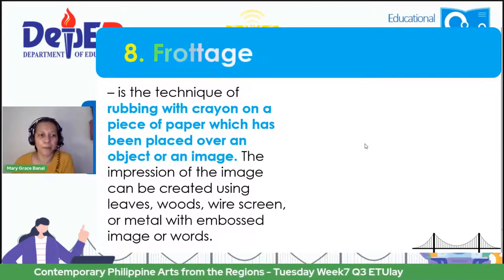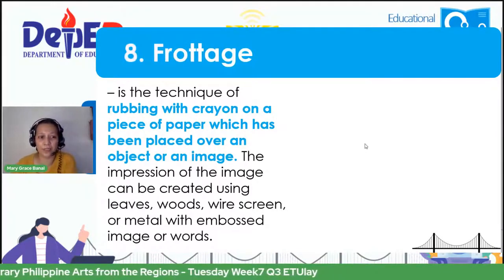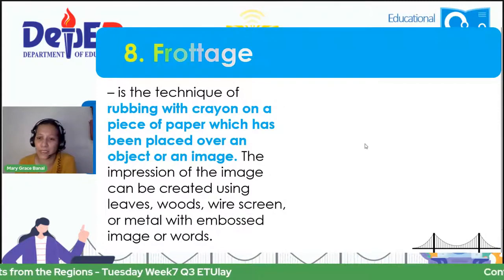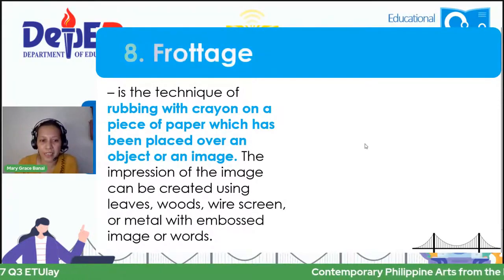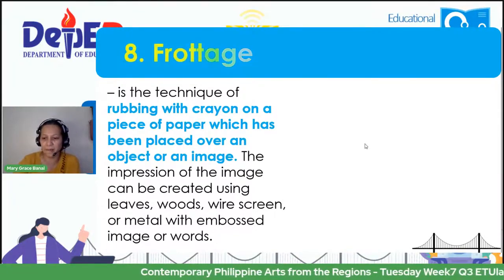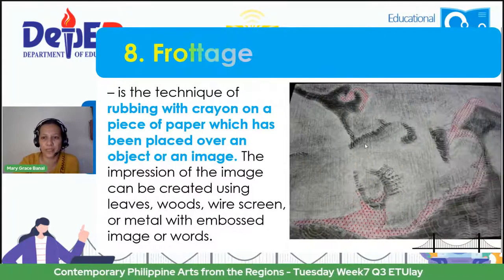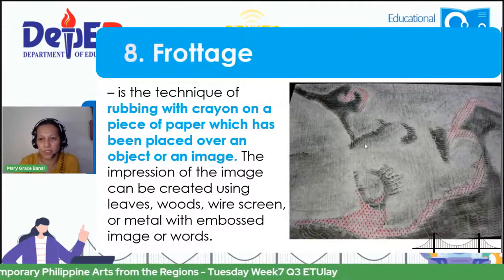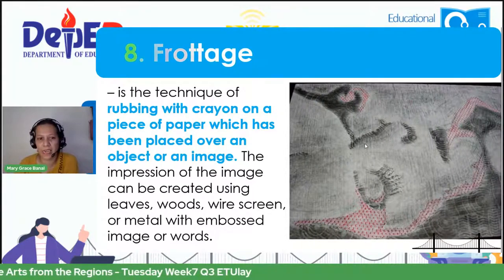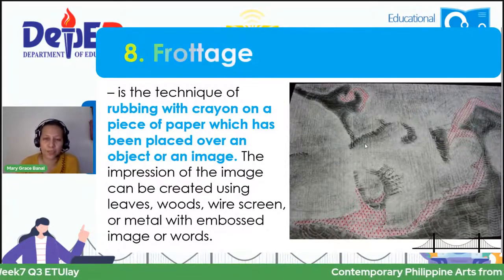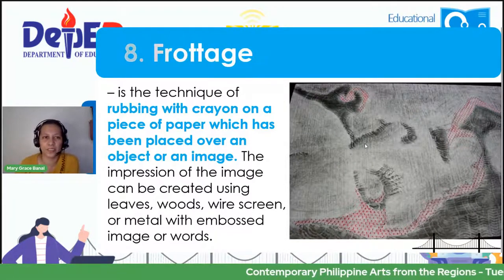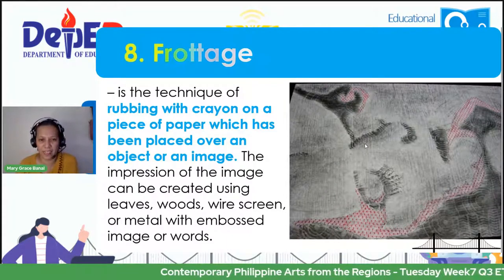Okay? So, this impression of the image can be created using leaves. Yan, isa sa mga project namin ng elementary at high school. Pwede ring woods, widescreen, or metal with embossed image or words. Okay? So, that is Protage. We have here an example. So, gumamit siya ng iba't ibang uri ng materials, nilagyan ng color sa ibabaw, and then na-produce yung isang artwork na yan, which is called the Protage technique.